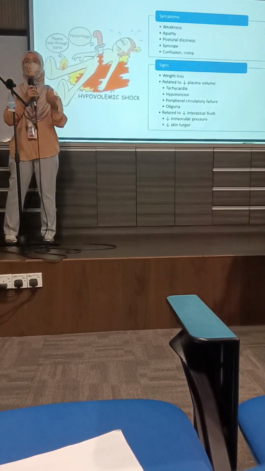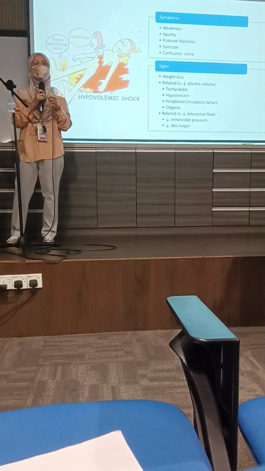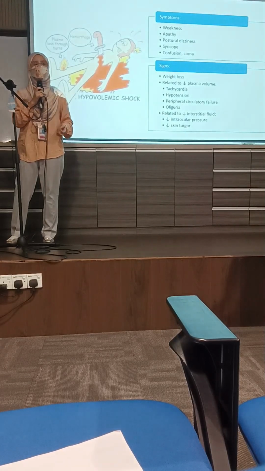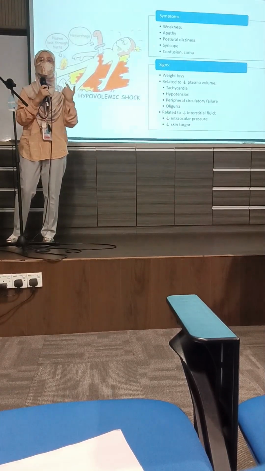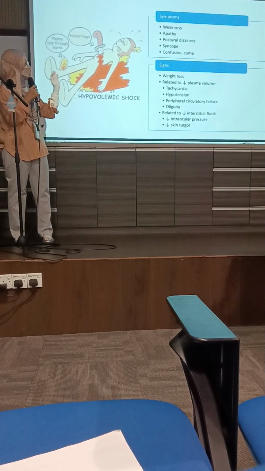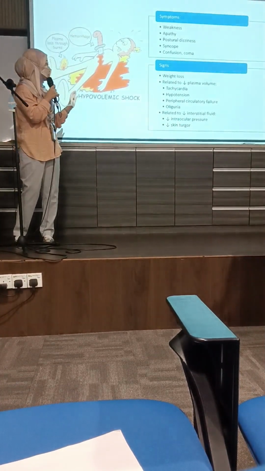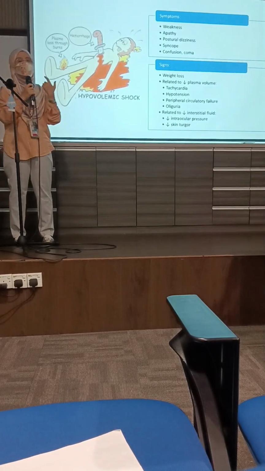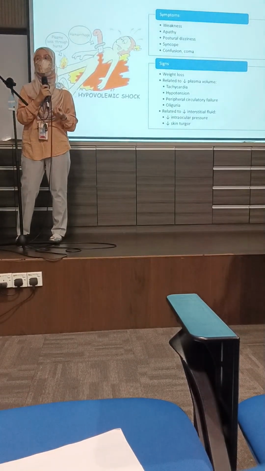So what are the signs and symptoms of shock? You have learned, right? Reduced circulatory volume, so you will get hypotension, tachycardia, palpitation. As for symptoms, syncope, weakness, postural dizziness, coma, these are all the symptoms. But the signs you can get are tachycardia, hypotension, circulatory failure, oliguria.